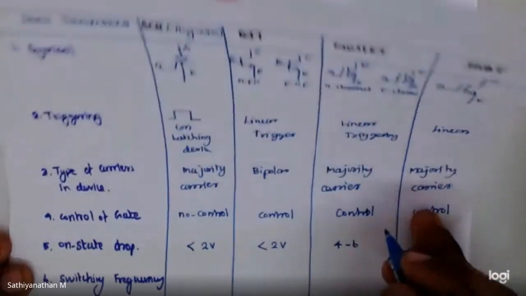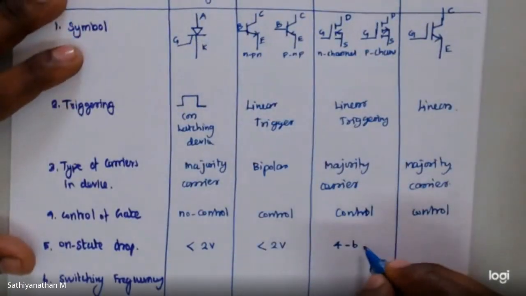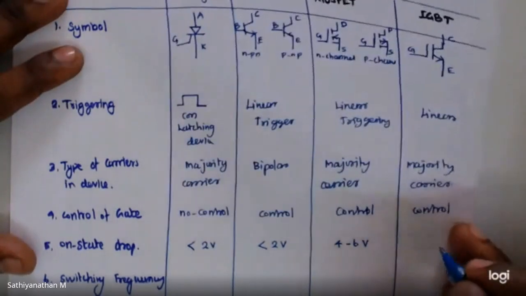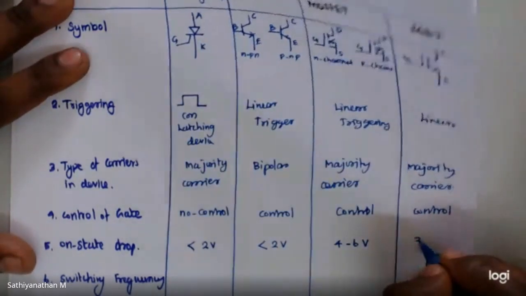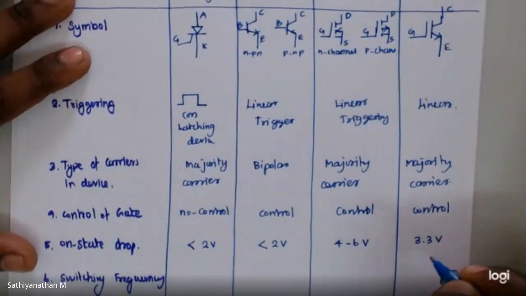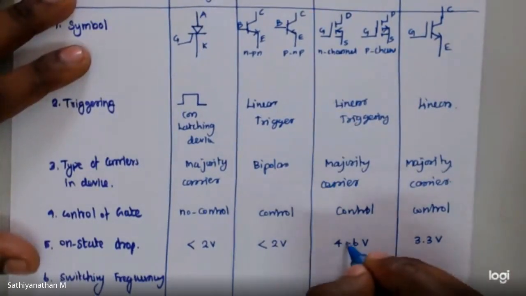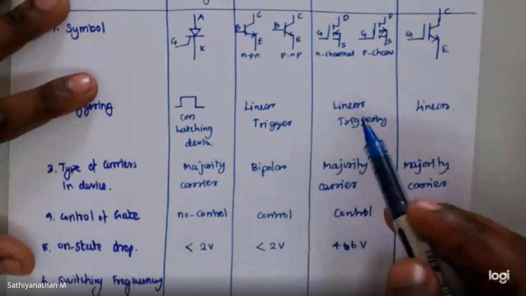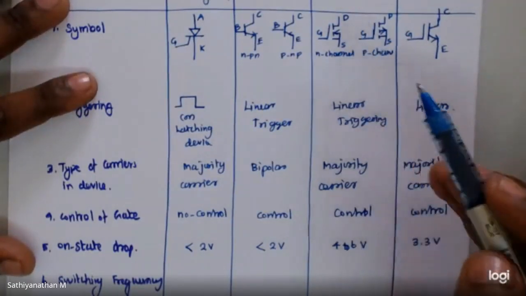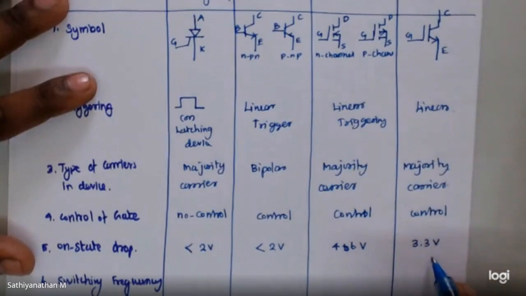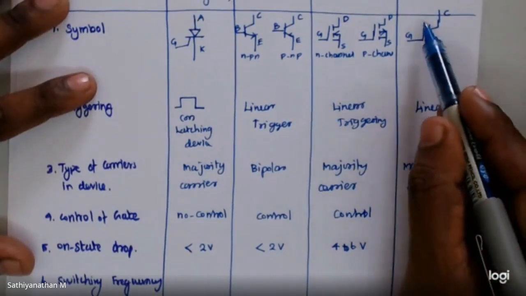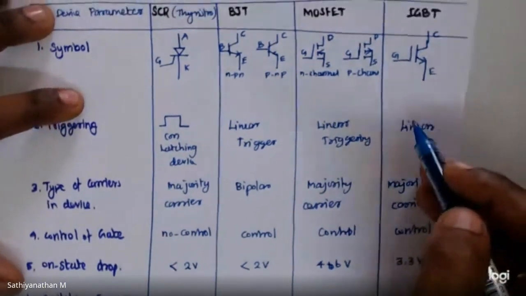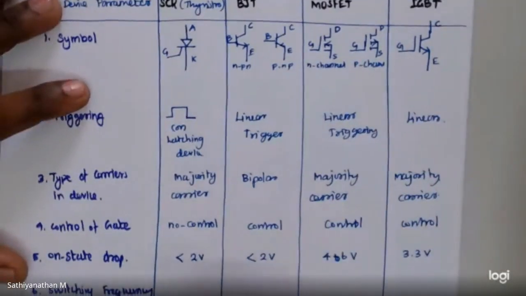So it depends on the power rating, the on-state voltage drop of the device will vary from 4 volt to 6 volt. And IGBT, it is about 3.3 volt. Okay, so 4 to 6 volt is the on-state voltage drop across a MOSFET, and 3.3 volt is the voltage drop across an IGBT during the on-state.